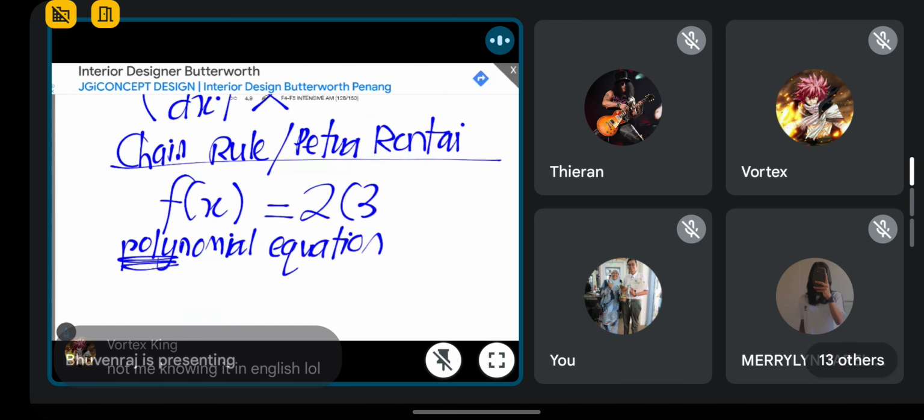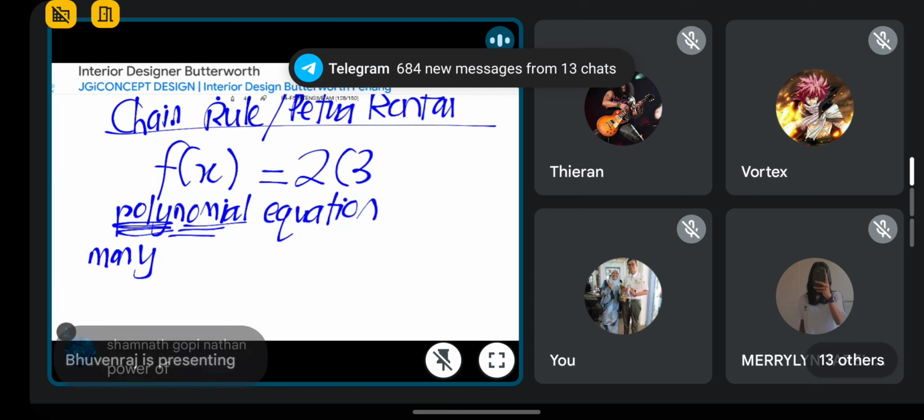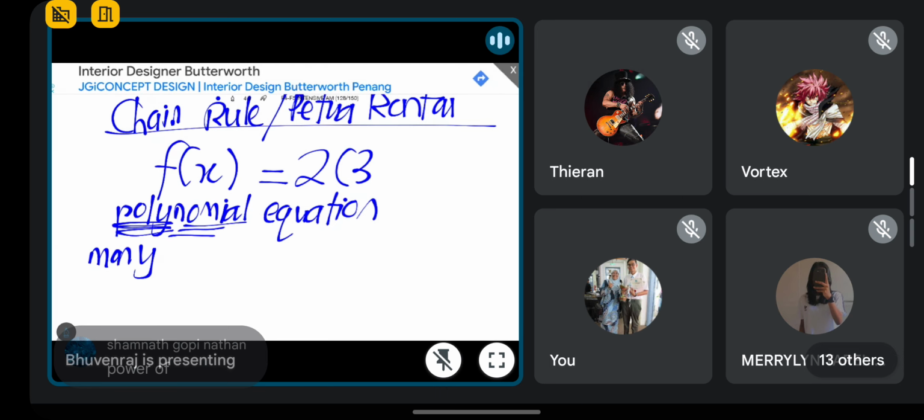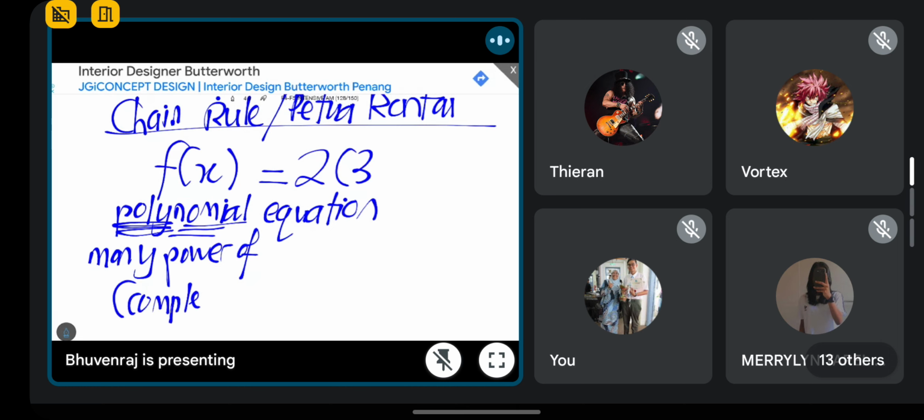Okay, we analyze the word. Many. What does nomial mean, guys? Apa maksud nomial tu? Actually, BM also calls it polynomial, right, Andy? Actually, you can say it like this, many power of. It means it's like a complex equation. Nomial actually means terms, ungkapan. So many terms, polynomial. That is why your equation is complex. From the word itself. So this is how we understand polynomial equation, just the English method.